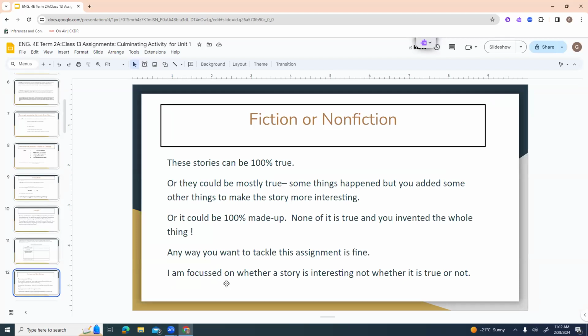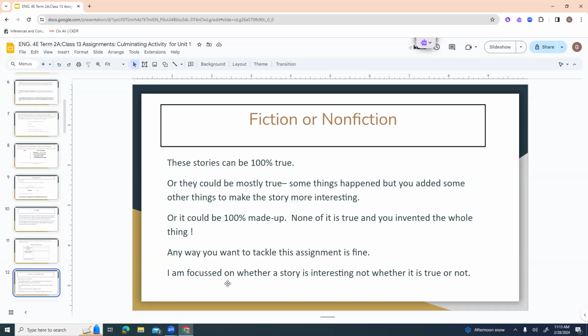Okay, the topics they've chosen are things that could be fiction, like made up, or could be nonfiction, things that have actually happened to you. And that is entirely up to you which one you choose. The stories could be 100% true, where every single thing happened. Or it could be mostly true. Maybe some of the things happened, but you've added some other bits to make the story more interesting. Or it could be 100% made up. None of it is true, and you've invented the whole thing. Any way you want to tackle this assignment is fine.